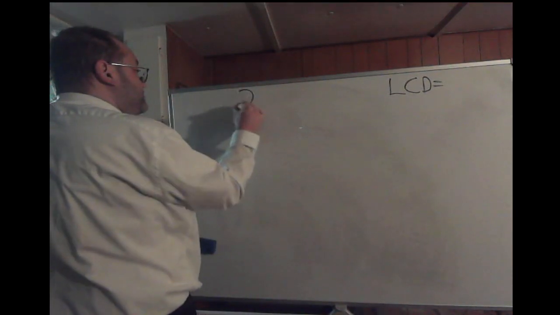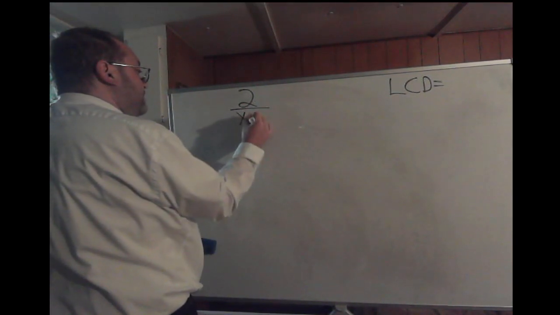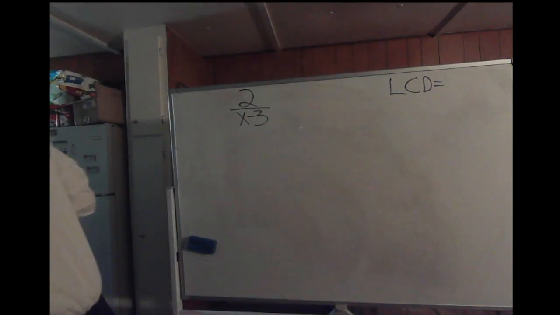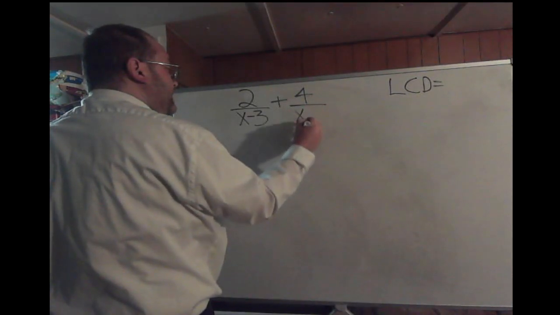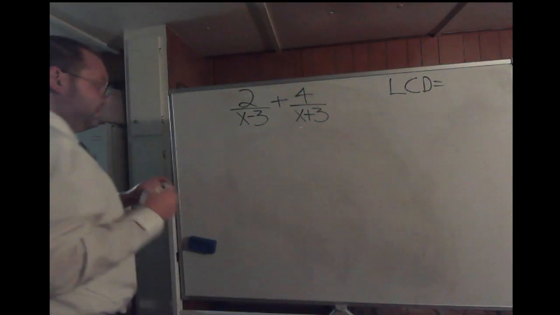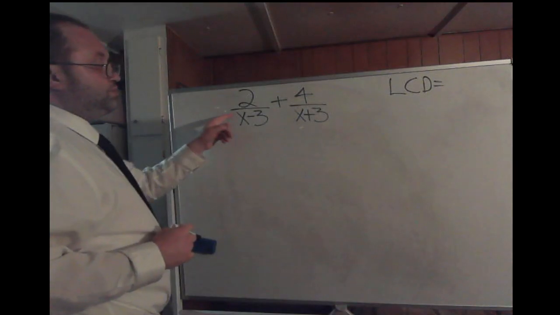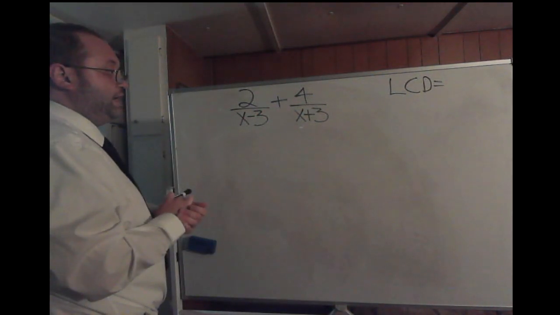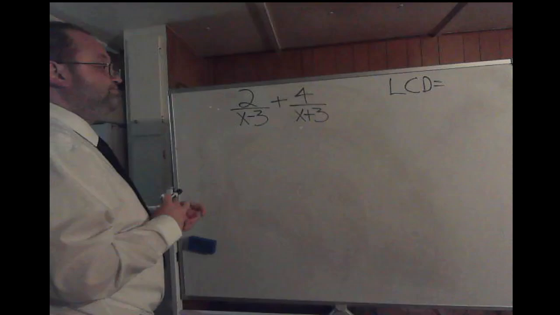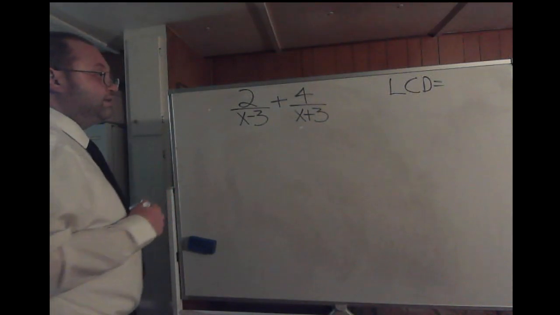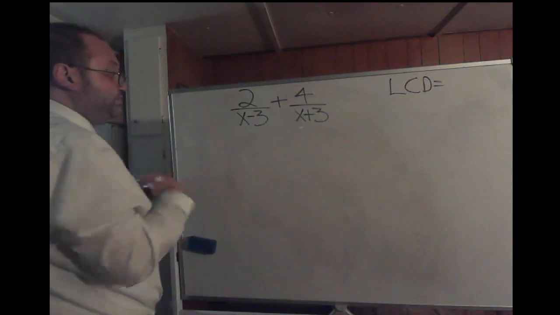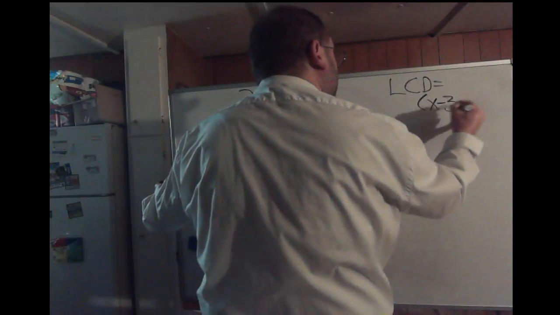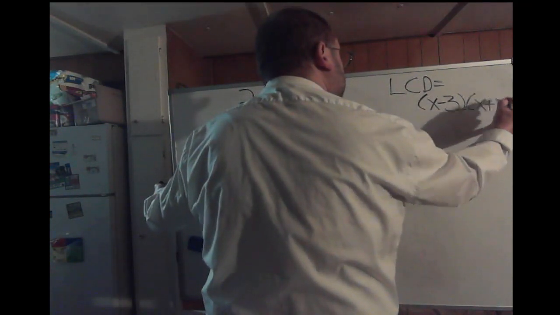Alright, let's see. We have 2 over x minus 3 plus 4 all over x plus 3. Well, we have two different denominators. We need to get a least common denominator for x minus 3 and x plus 3. You're just going to take the two and multiply them together. You'll end up getting x minus 3 times x plus 3 as your least common denominator.